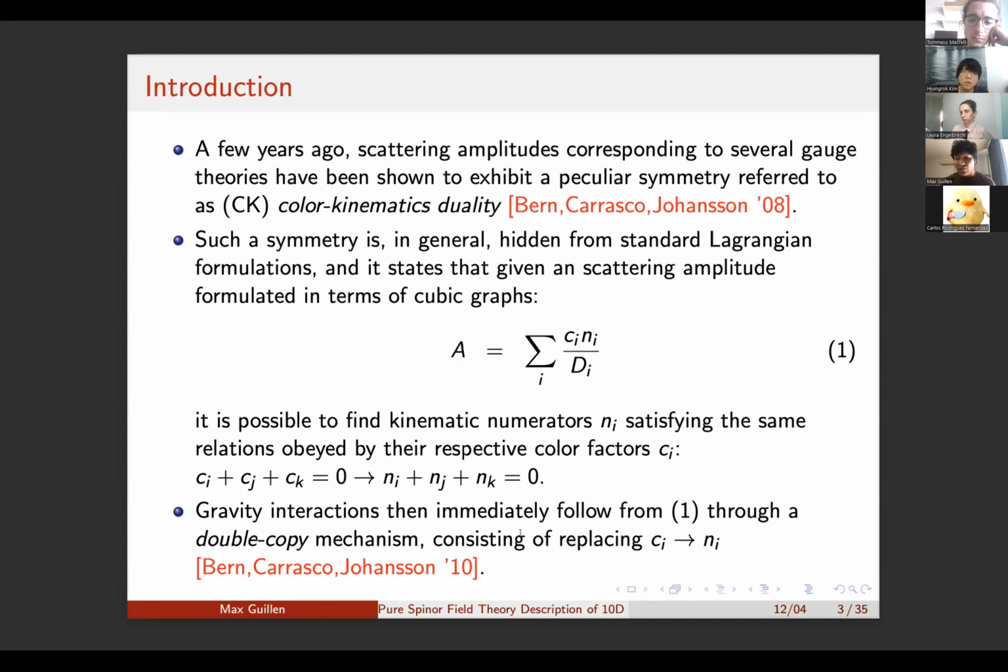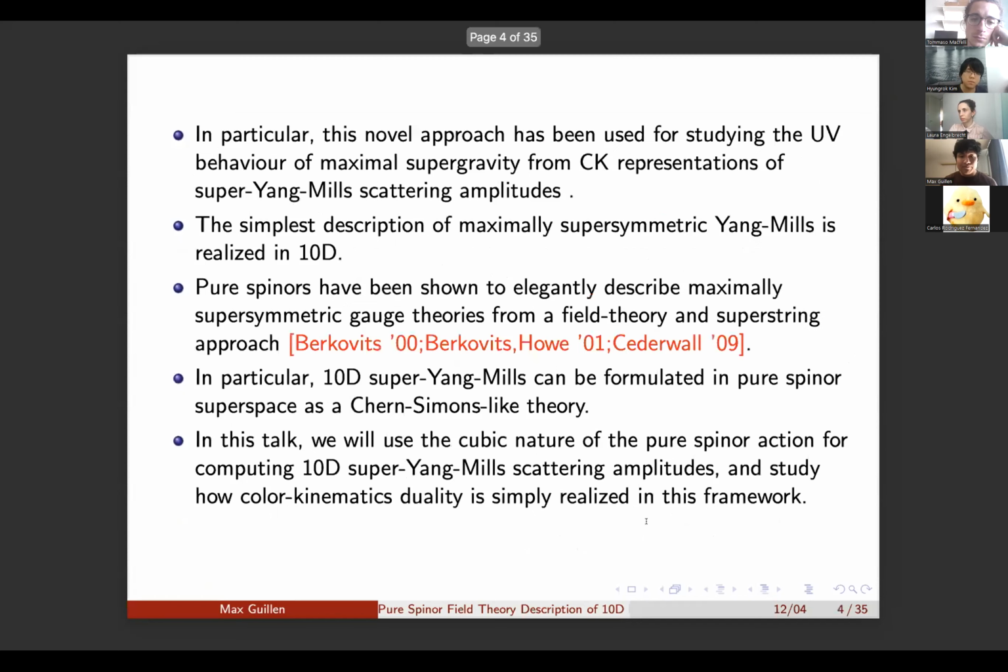Okay, and one of the most important applications of this representation in equation 1 is that we can use the so-called double copy mechanism to compute gravity interactions, schematically, just by replacing the color factors by the kinematic numerators. Good. So in particular, for instance, people are now studying the UV behavior of maximal supergravity by using these CK representations of super Yang-Mills.